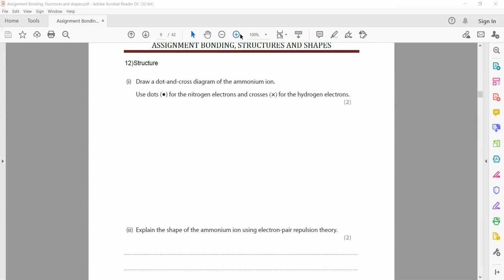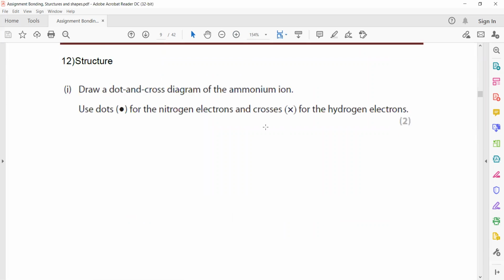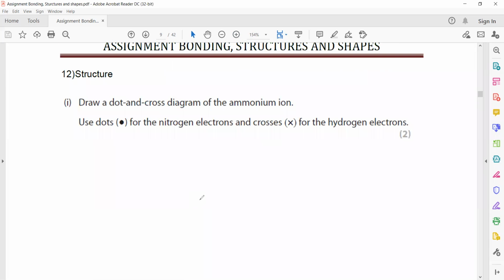For question 12, which is a structure question, dot and cross diagram for ammonium ion. So an ammonium ion is NH4 with a charge of +1. Nitrogen belongs to group 5, so it will share 3, and hydrogen will share 1. Then there's a lone pair, and that lone pair nitrogen shares with another proton, so the overall charge will be positive. Or there is a dative bond between nitrogen and one of the hydrogens.